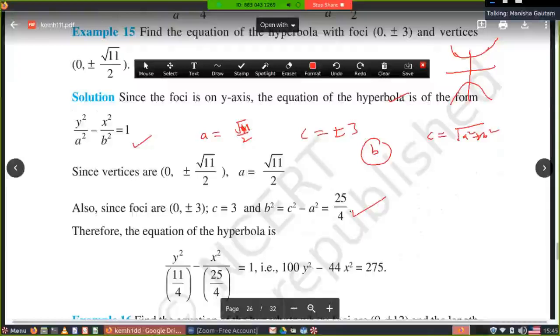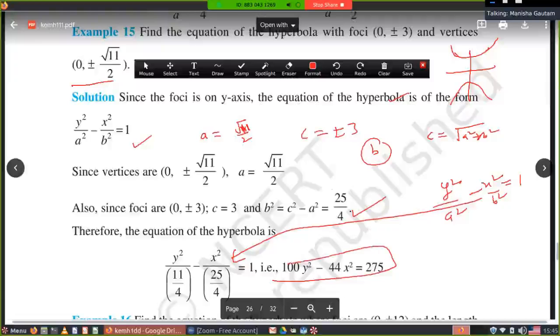And now the equation of hyperbola will be, because it is a vertical hyperbola, y square upon a square. What is a square? A square is 11 by 4. Because this is root 11 by 2 square, do the square, 11 by 4. Minus x square upon b square, 25 by 4, is equal to 1. Put the values and take the LCM, you will get 100 y square minus 44 x square is equal to 275.